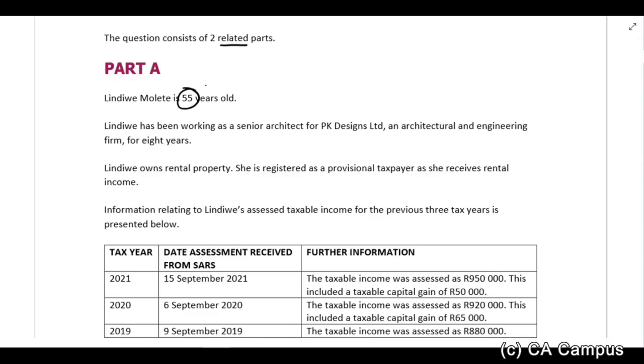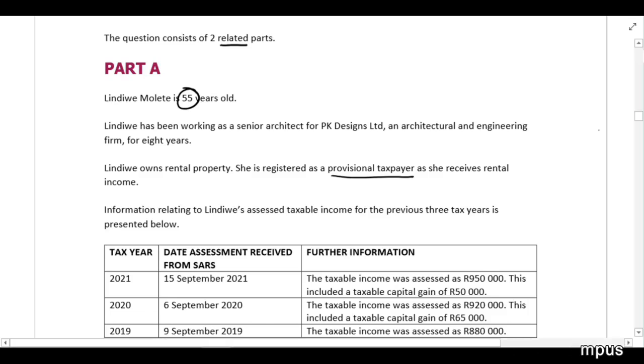Lindiwe owns rental property and she is registered as a provisional taxpayer as she receives rental income. Remember, you have to register as a provisional taxpayer if you earn income which is not subject to employees tax. So if it's not remuneration, you basically have to consider being registered as a provisional taxpayer.